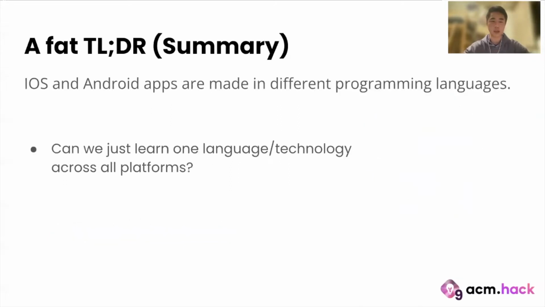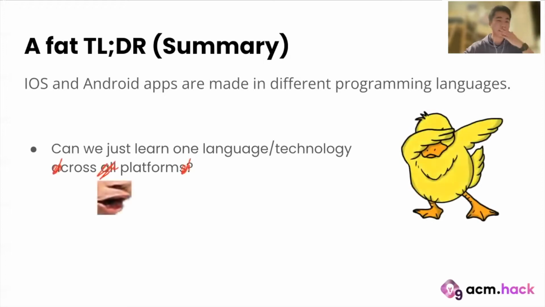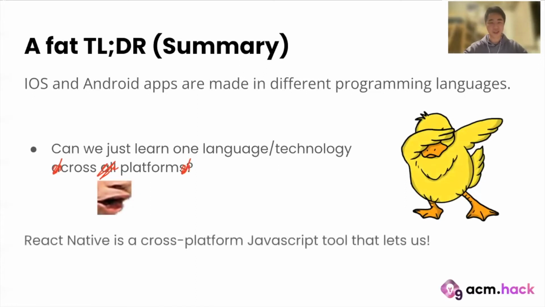So a quick TLDR, which means too long, didn't read. It's just a summary. iOS and Android apps are made in different programming languages. So can we just learn one language across all platforms? Well, notice, across all platforms. Ooh, cross-platform. React Native is cross-platform.